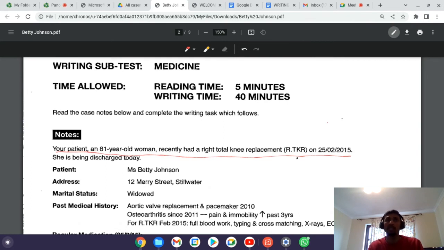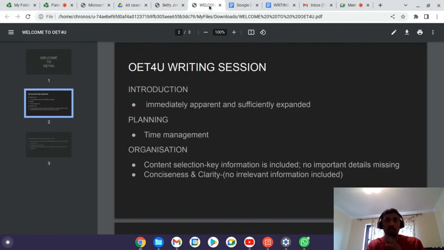You read it one time, then read another time in that five minutes, then take your pencil and start your next step: drafting the introduction. Again, planning is what we are going to discuss now. The five minutes is just to read, then take another five more minutes to read your case note carefully and do your content selection. That is part of organization. You have to select your content carefully and wisely according to whom you are writing the letter. Key information needed for the letter you have to include.